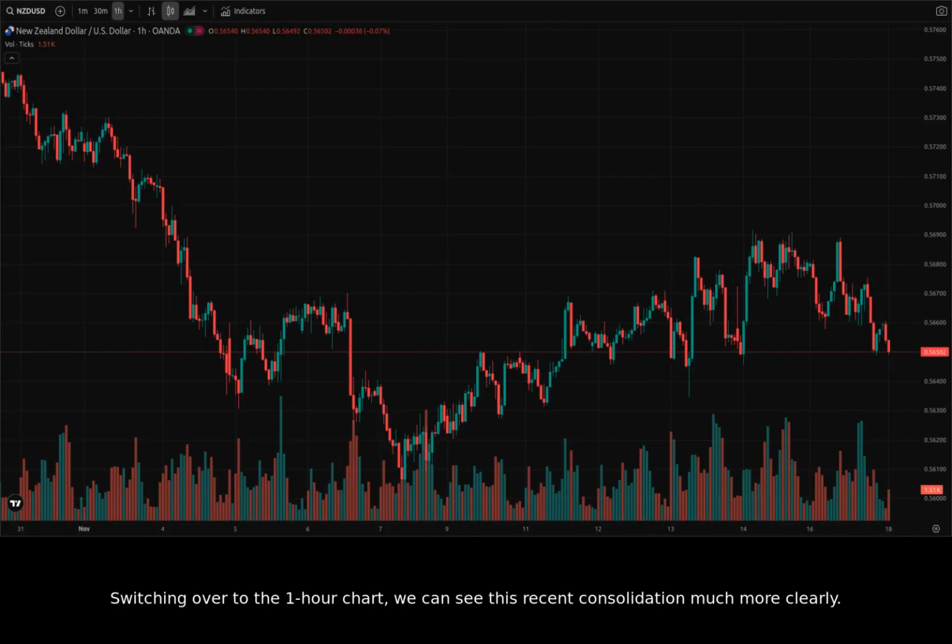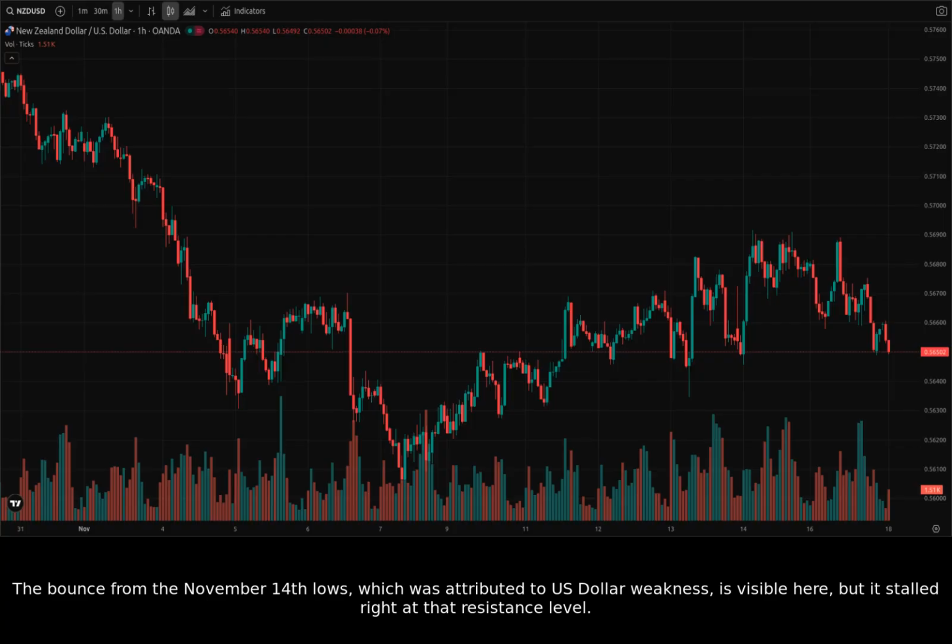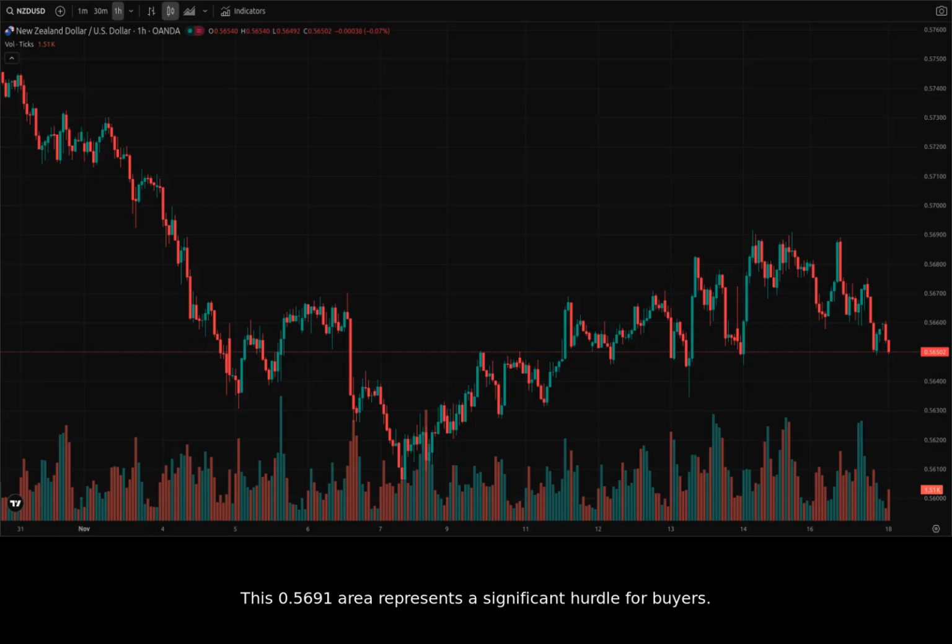Switching over to the 1-hour chart, we can see this recent consolidation much more clearly. This is the range that the news reports were talking about. The price has been oscillating between the support area around 0.5650 and the resistance around 0.5690. The bounce from the November 14th lows, which was attributed to US dollar weakness, is visible here, but it stalled right at that resistance level. This 0.5691 area represents a significant hurdle for buyers. It aligns with the 38.2% Fibonacci retracement of the late October drop, adding to its technical importance.